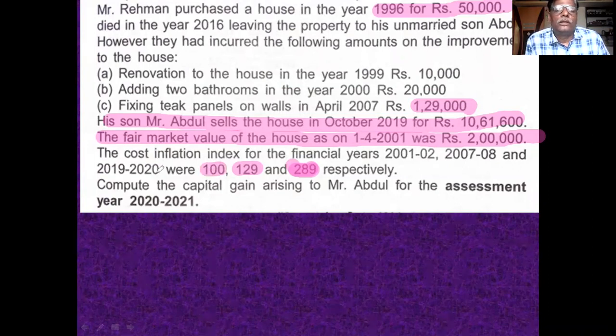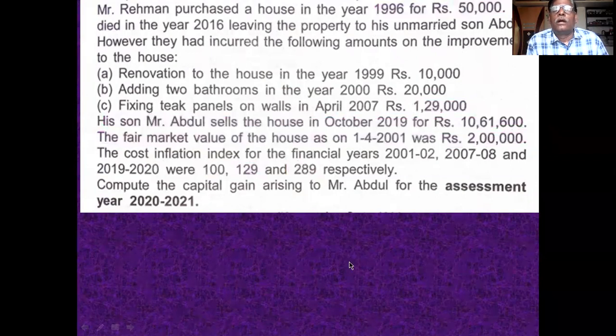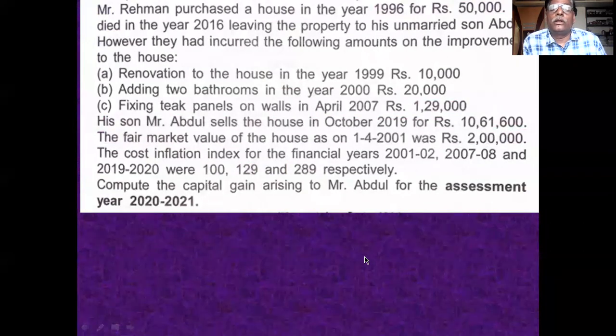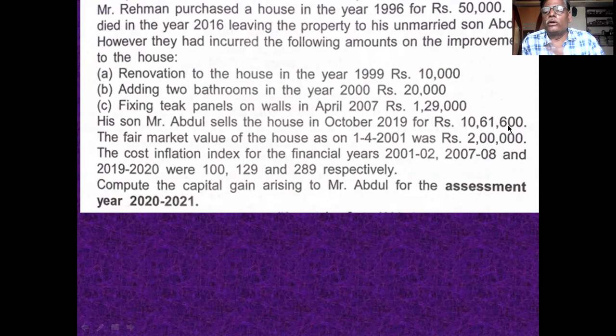Okay. This is the problem, and they ask to calculate the capital gain. Clear? Any doubt about this problem? And after this, I will tell you how to solve this. First, you search for the sale value. First point, sale value is 10,61,600. First point clear. What is the selling expense in the problem?